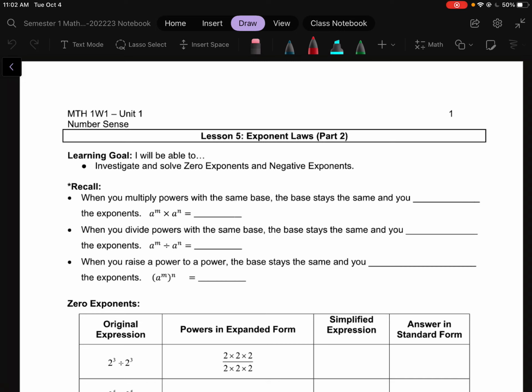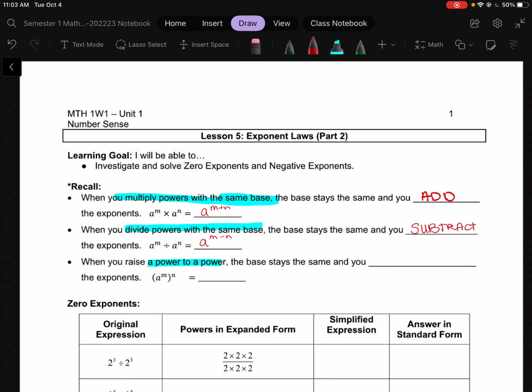So remember, when we are multiplying powers with the exact same base, we are going to make sure that our base stays the same and that we add our exponents. So for this case, we have our exponents, so we're going to add them up. For when we divide our powers with the exact same base, we're going to subtract. So for example here, we have a as our common base, and it's going to be m minus n.